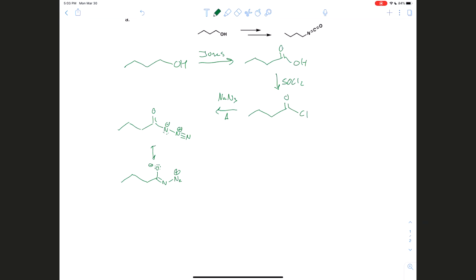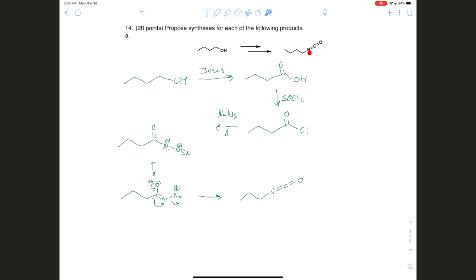So this can now go up, down. We get a 1-2 shift and kick out nitrogen. This will give you this product. So note that the isocyanate here has 4 carbons. This one only has 3 because one of the carbons became incorporated into the isocyanate. So actually the Curtius rearrangement would not be a very effective way to do this.